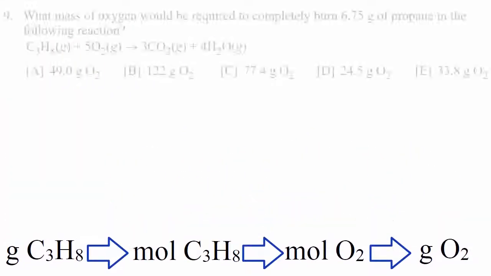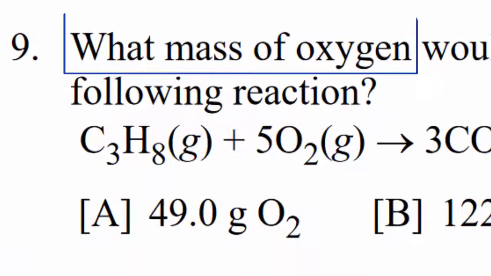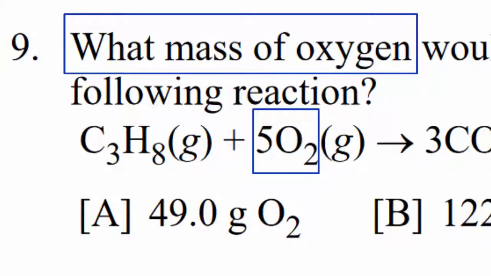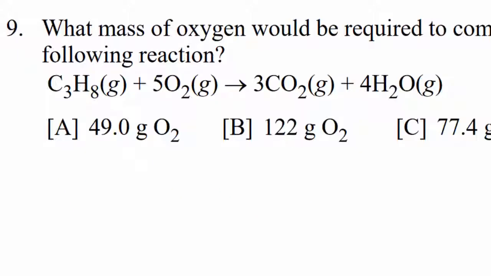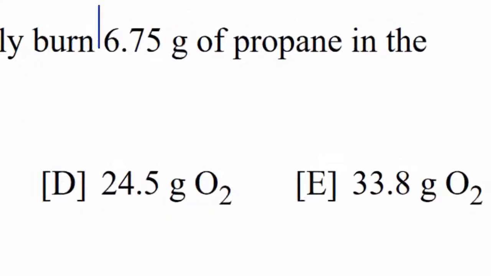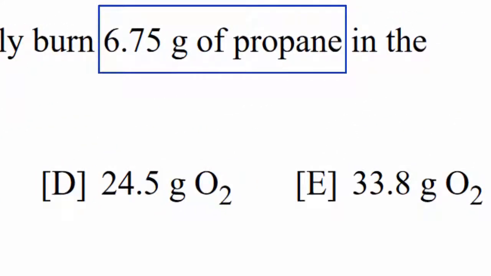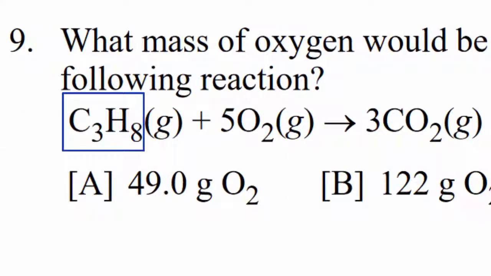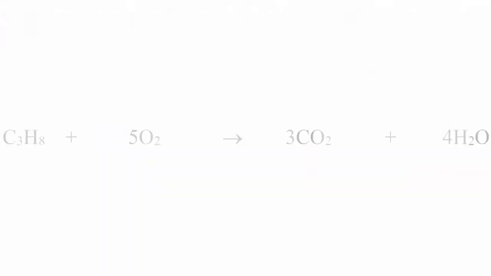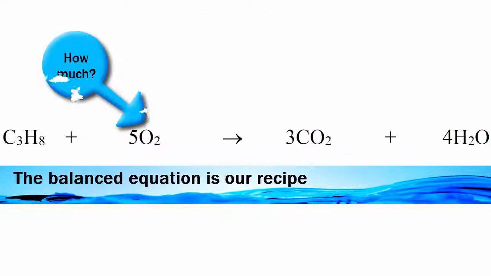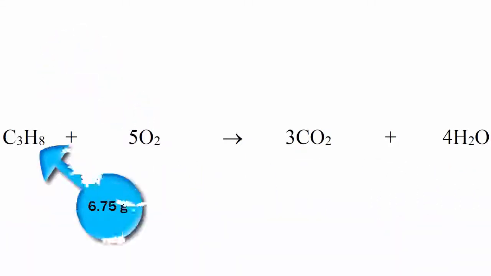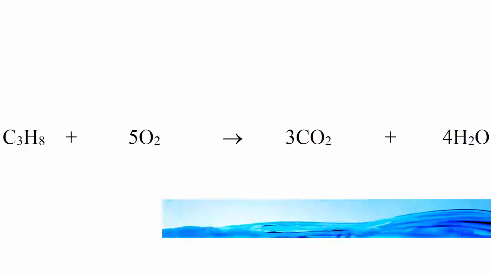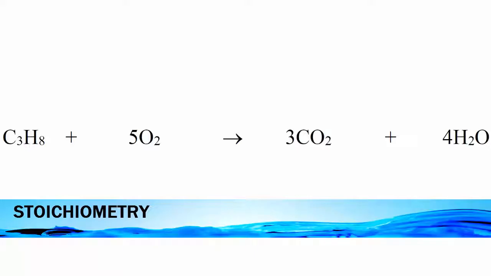In this problem, we are asked to determine the mass of oxygen. The formula of oxygen is O2. We will need to do this based on the known mass of another substance, propane, and the balanced chemical equation. Propane has the formula C3H8. The balanced chemical equation is our recipe for determining how much oxygen will be needed to react with that 6.75 grams of propane. Problems that ask us to find the amount of one chemical to react with another are called stoichiometry problems.